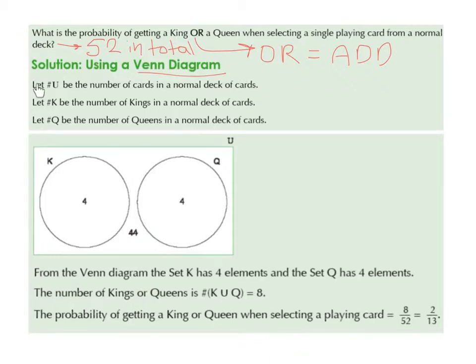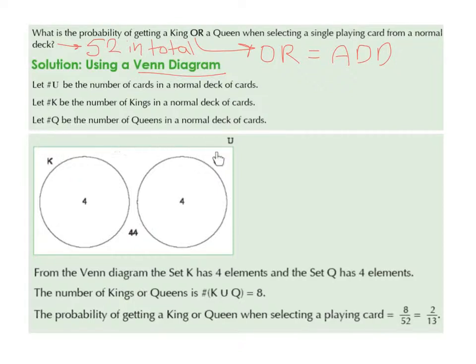So we're going to let the cardinal number of elements of the universal set be the number of cards in a normal deck. We're going to let the cardinal number of elements in K be the number of kings in a normal deck of cards. And we're going to let the cardinal number of elements of Q be the number of queens in a normal deck of cards.